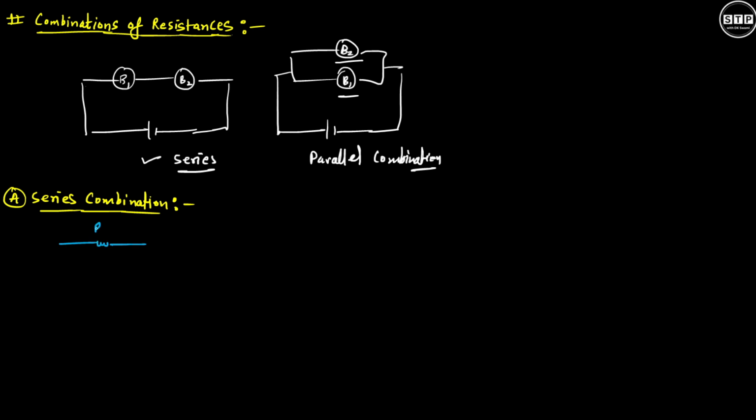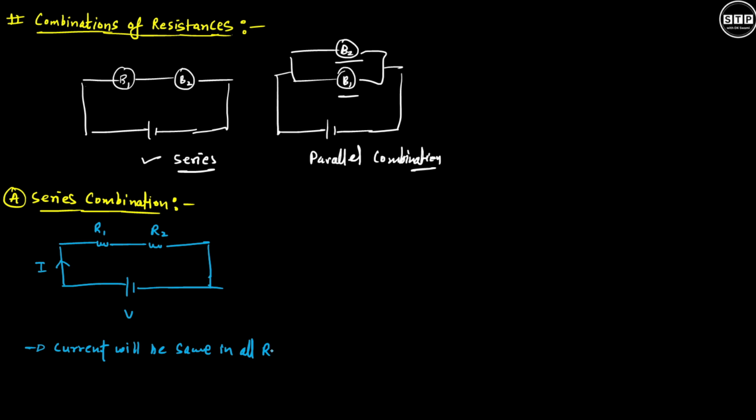Let's take the first resistance R1 and another resistance R2, connected to a DC source of voltage V. When we connect the DC source, immediately current I will start flowing. This I will flow through resistance 1 as well as resistance 2. So this is the characteristic of series combination of resistances: the current will be the same in all resistances if they are connected in series combination.